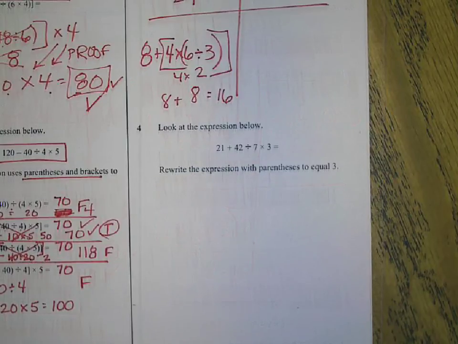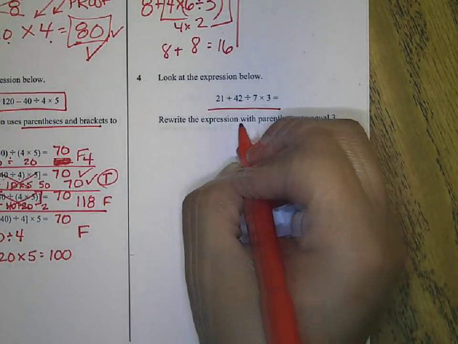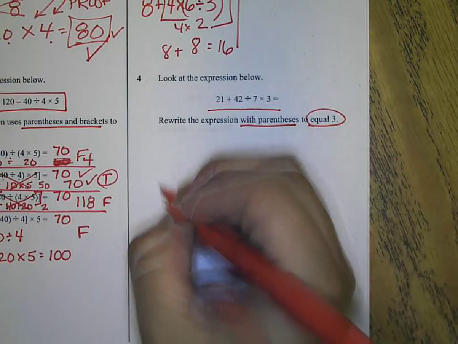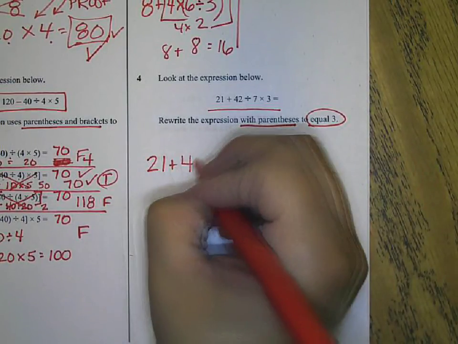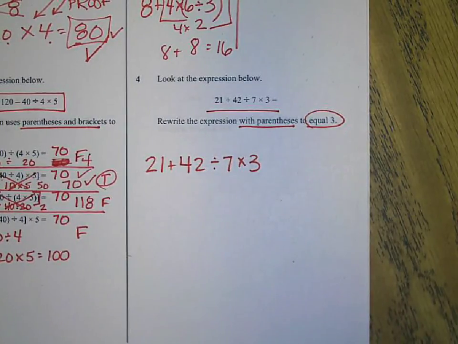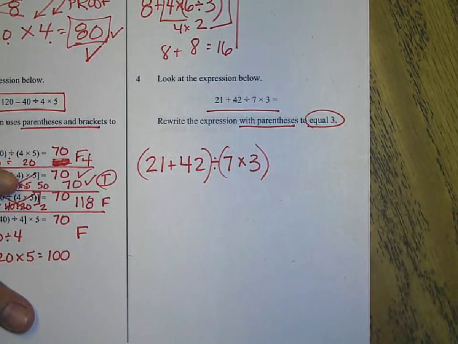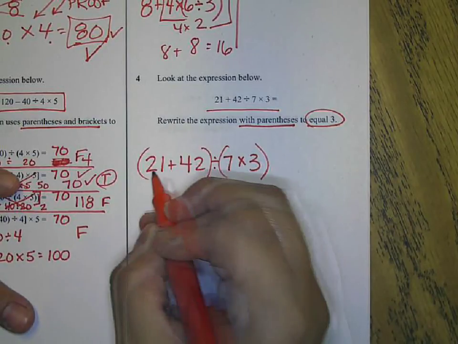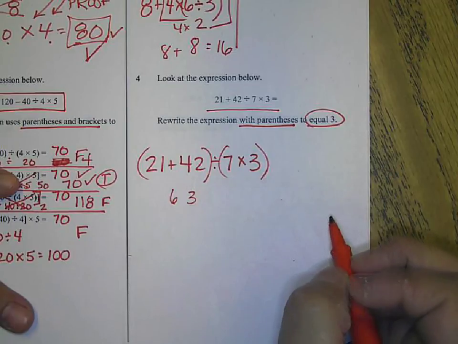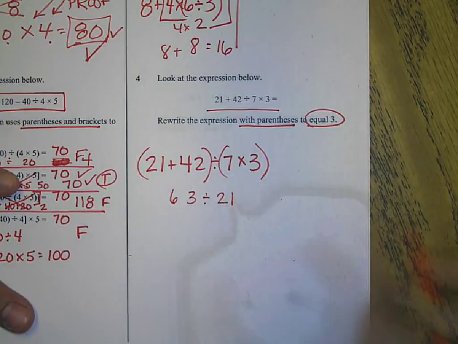Okay, number 4. Look at the expression below. We're given an expression. Rewrite the expression with parentheses only to equal 3. So I gave you 21 plus 42 divided by 7 times 3. I said start with that first, right? Okay. 21 plus 42 would be 63, right? Yes. 63 divided by 7 times 3 is 21.